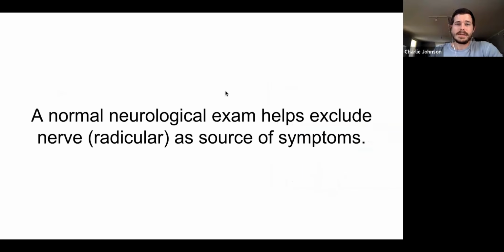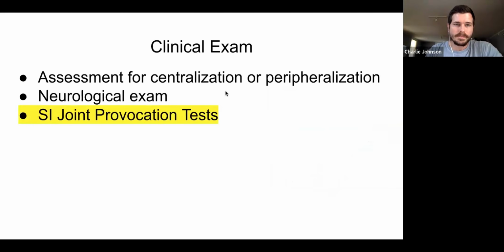That is the second component of the clinical diagnosis. And a normal neurological exam helps exclude nerve problem or radicular issues as the source of symptoms. So you can see how we're actually ruling things out to eventually rule something in here. Pretty cool. The final piece of a really solid clinical exam is what we call SI joint provocation tests. SI joint provocation tests are meant to do exactly that, provoke your familiar pain in or about the SI joint area.